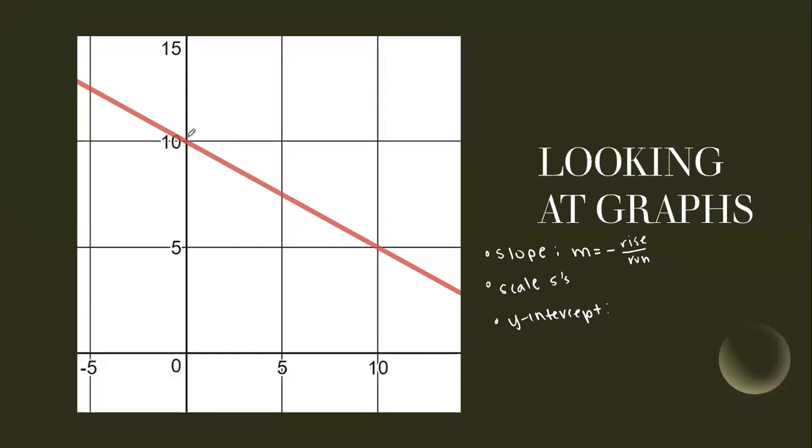Perfect, 10. Keep the y-axis at 10, so b equals 10. Now it's time to find the slope. I'm going to use, well, there's only 2 points to choose from, the one on the y-axis and this point right here. So I need to figure out my rise over my run.